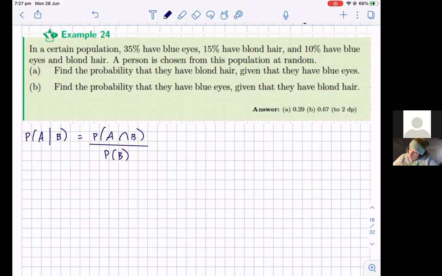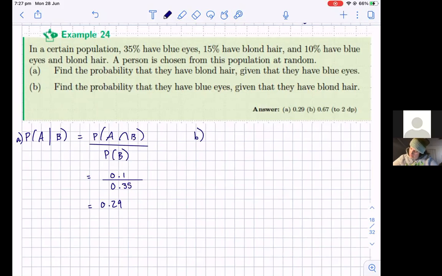Okay, so the probability of having both in this situation is 0.1. We're given that they have blue eyes, so we're just after the 0.1 from that 0.35. Gives us 2/7, which is 0.29.